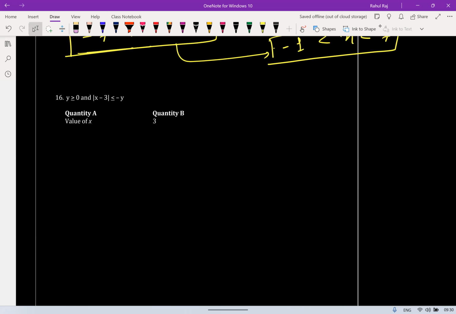Because you're getting mod of x minus 3 is less than or equal to, for example in the first case, 0. So after that, how do you solve it? Here it is given that y is greater than or equal to 0, and then it says mod of x minus 3 is less than or equal to -y. We know that y is greater than or equal to 0, so y could be 0, 1, 2, up to infinity. But there is also a negative attached, so -1, -2, down to negative infinity. There is nothing called -0 because -1 times 0 is 0.